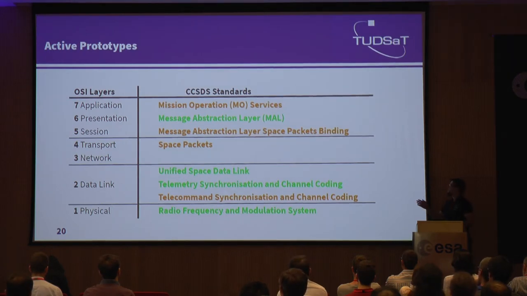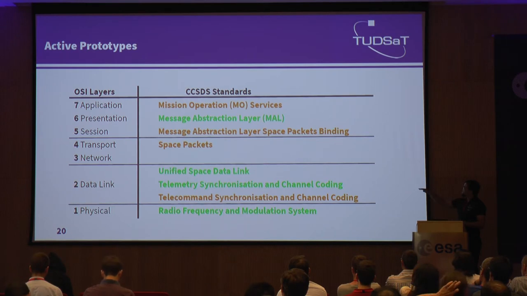So these are the active prototypes at the moment. Arthur is working on the message abstraction layer. We are working from the bottom. So I'm doing radio frequency and modulation systems. And we do the Unified Space Data Link and telemetry synchronization and channel coding.